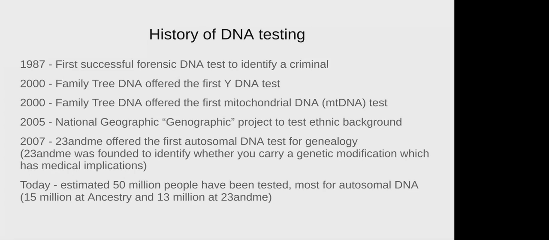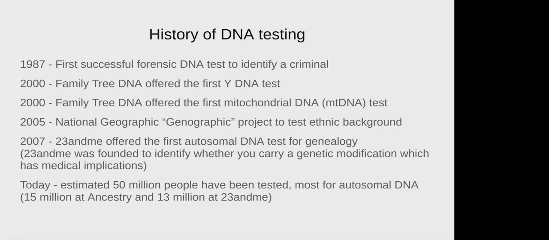In 2007, 23andMe offered the first what's called autosomal DNA. Now, autosomal is where you look at all the rest of the DNA, not just the Y and the mitochondria. Now, 23andMe was founded not to do genealogical research, but to identify whether you carried genetic modifications with medical implications. We won't go there today, but it's a very interesting company.